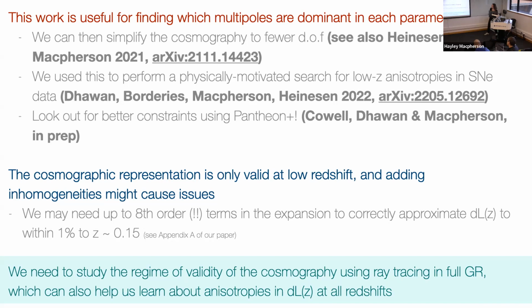Writing down this cosmographic representation as a Taylor series in redshift is only valid while our redshift is small. Because as soon as we go to high redshift, our higher order terms will dominate and our series will diverge. Usually this cosmographic representation for FLRW is used for redshifts less than 1. But what we found in this paper is that truncating this series at third order in redshift, while including the effects of inhomogeneity and anisotropy, may not be a good representation of the luminosity distance.